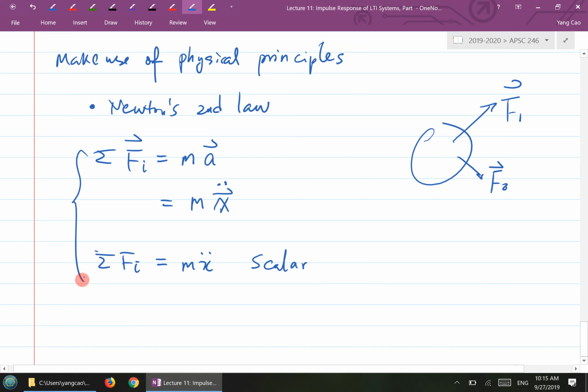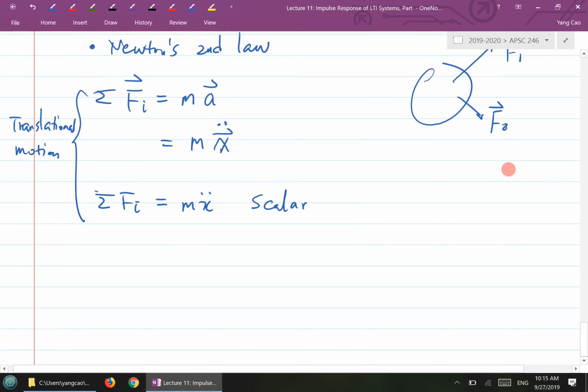In particular, this one here is what we call translational motion. So it moves linearly in a certain direction. That's called translational motion. The object is not necessarily just translational. The object could actually rotate. So then you also have rotational motion.